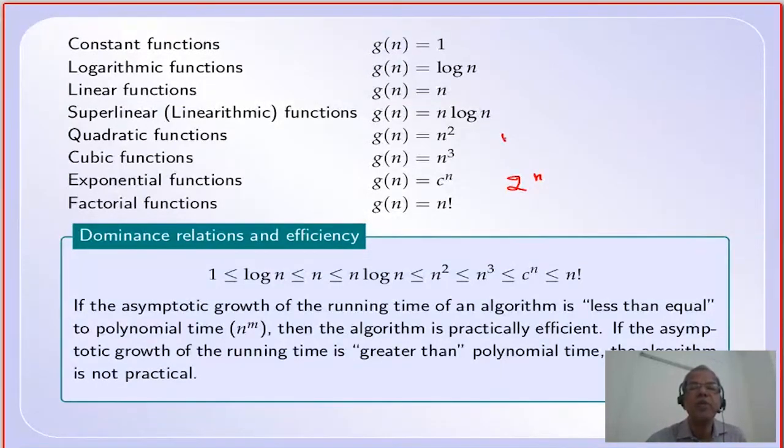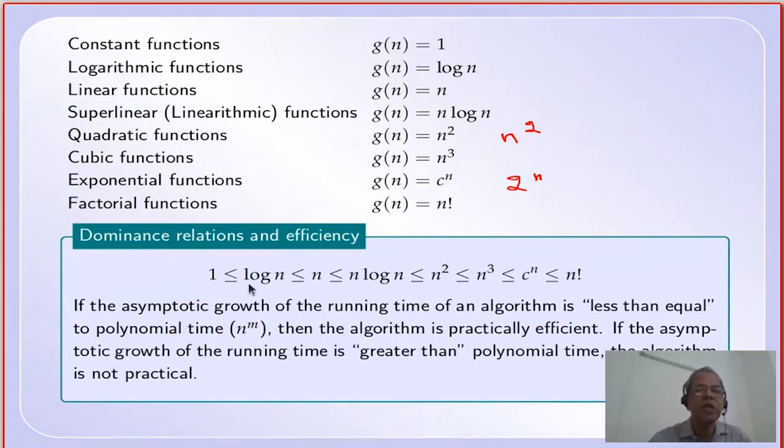You should differentiate between these two. N squared is very good, 2 power n is very bad. Factorial, n factorial. And we have ordered these things. 1 is less than or equal to log n, is less than or equal to n, is less than or equal to n log n, less than or equal to n squared, less than or equal to n cubed, less than or equal to c power n, less than or equal to n factorial. This is actually not less than or equal to.